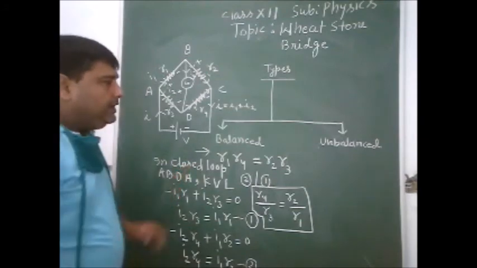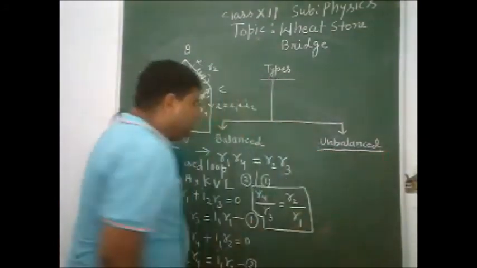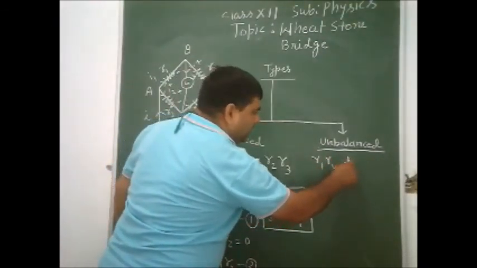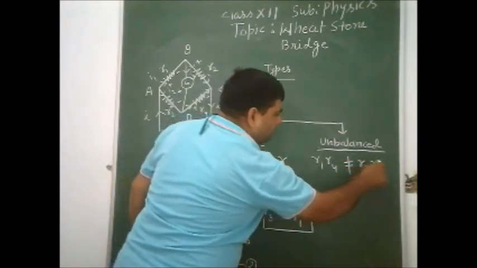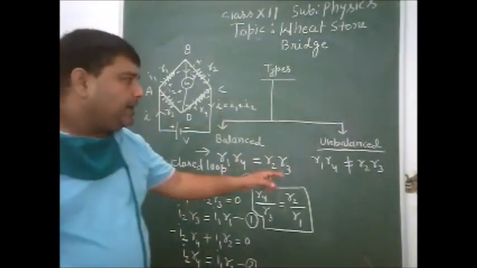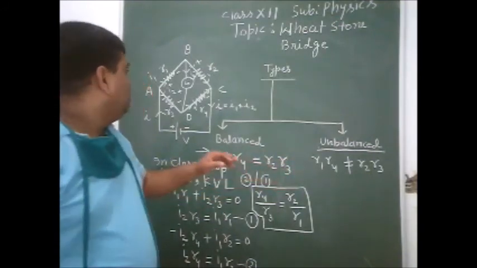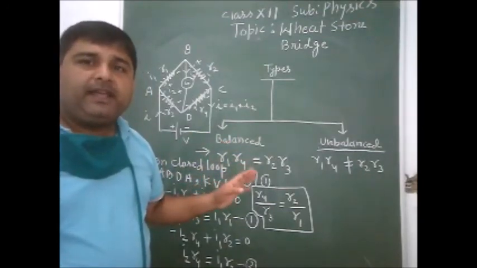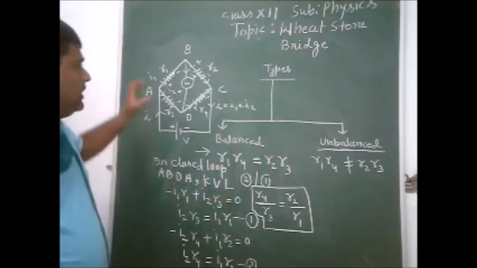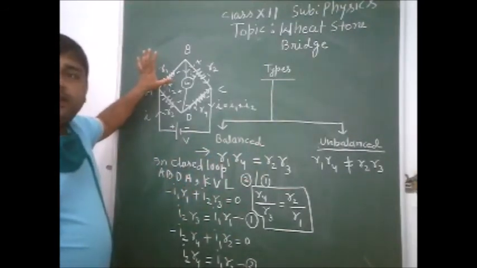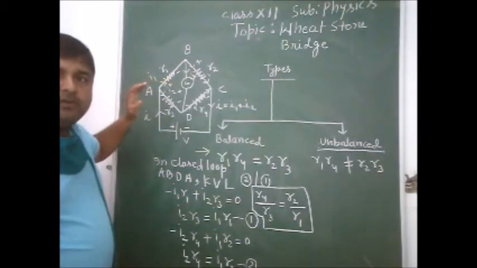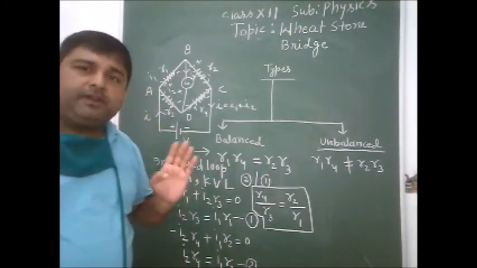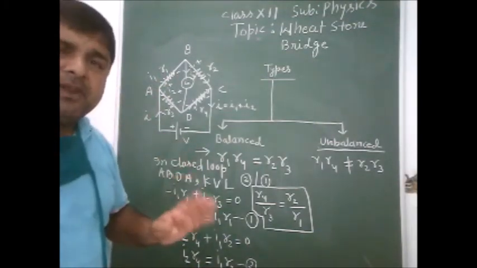When R1 R4 is not equal to R2 R3, your Wheatstone bridge is called unbalanced Wheatstone bridge. In that case, galvanometer current would be not equal to 0. There would be some current in the galvanometer, so there would be some deflection in the galvanometer.